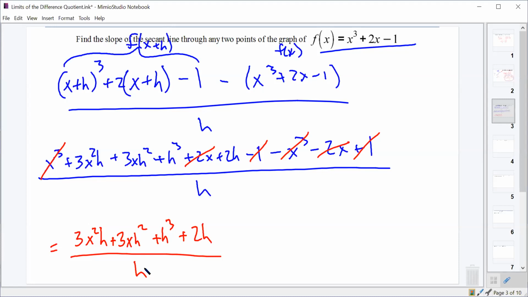They've all got an h in them, and that's going to happen anytime we do this. Anytime we use a polynomial here, all the stuff that didn't have an h in it is going to end up canceling out. So since these all have an h in them, we could divide term by term by the h and simplify it a little bit more to get 3x squared plus 3xh plus h squared plus 2.